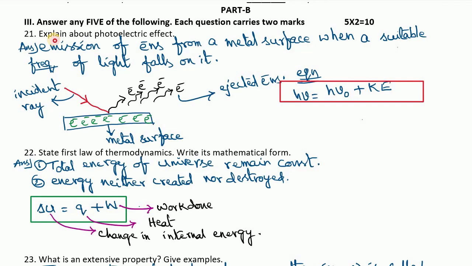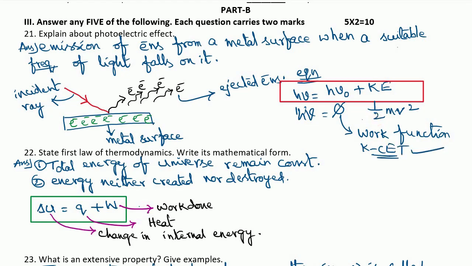What is that equation? hν equals hν0 plus kinetic energy. What is hν? hν is called incident light frequency. hν0 is called threshold frequency. This is also called phi. And kinetic energy we can write as half mv square. That means hν equals phi plus half mv square. Phi is also called work function. Very important. Phi is also called work function. This is a previous case set question.